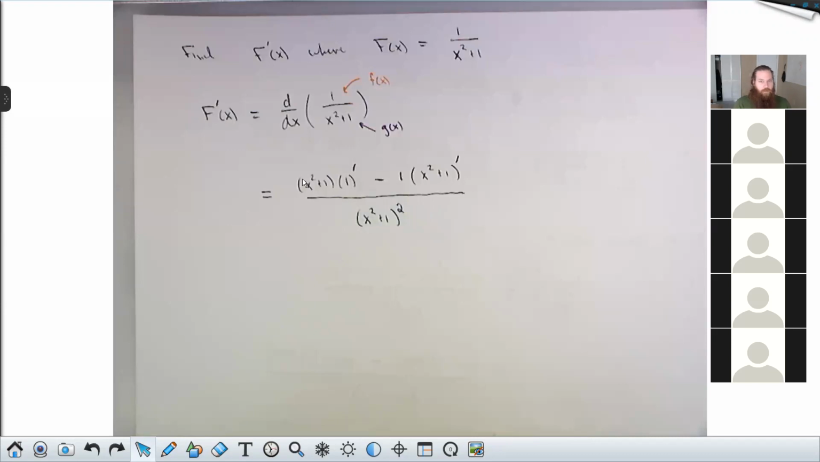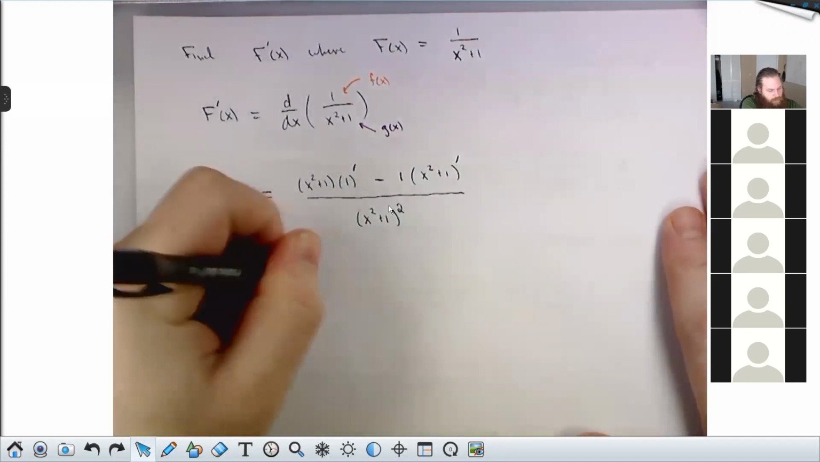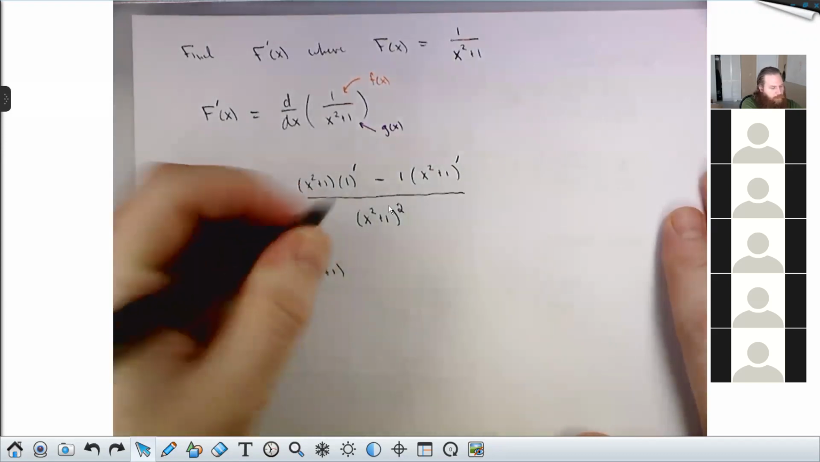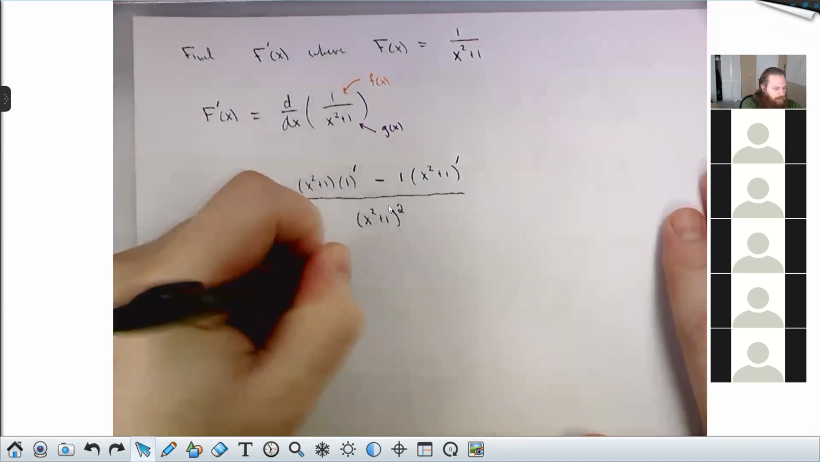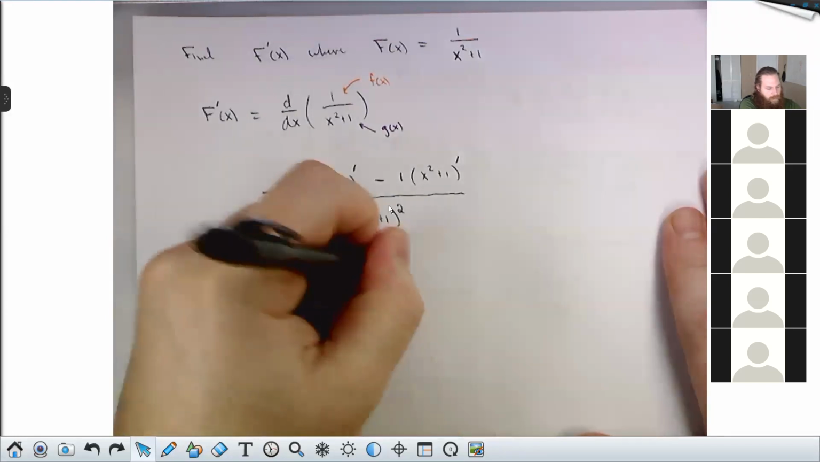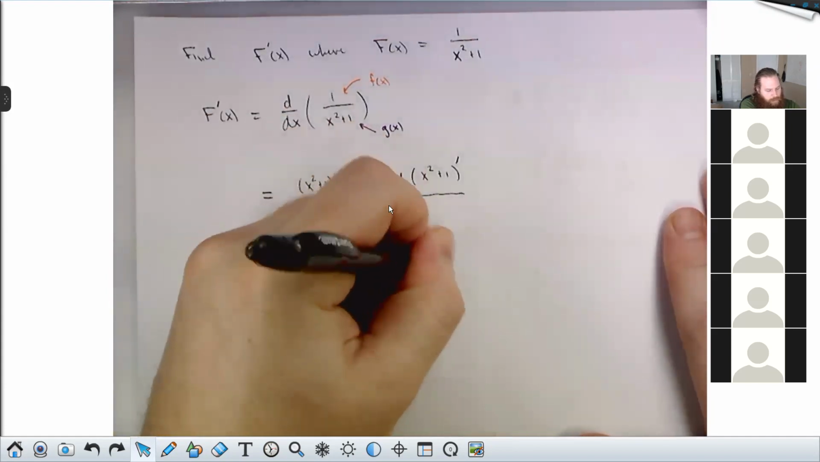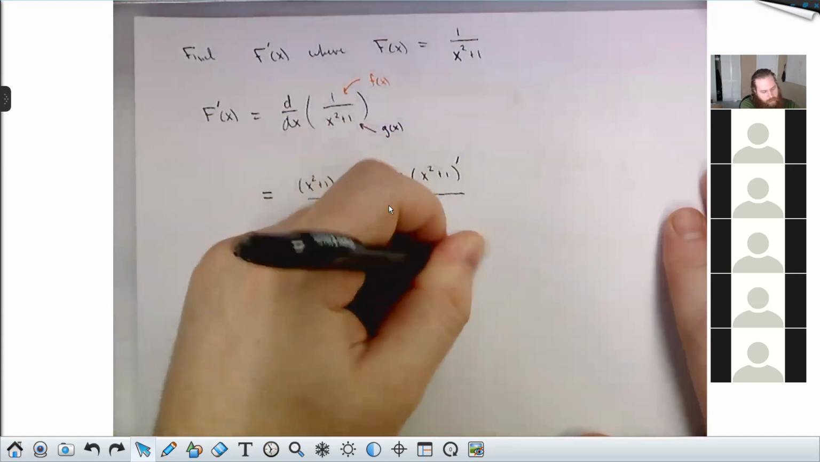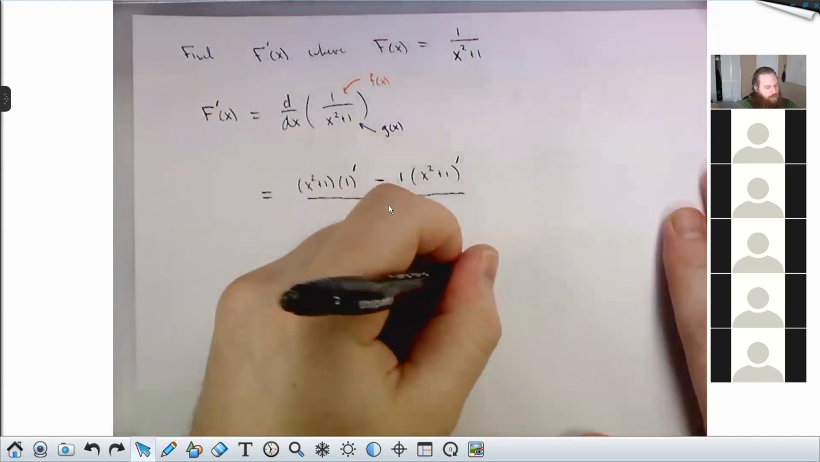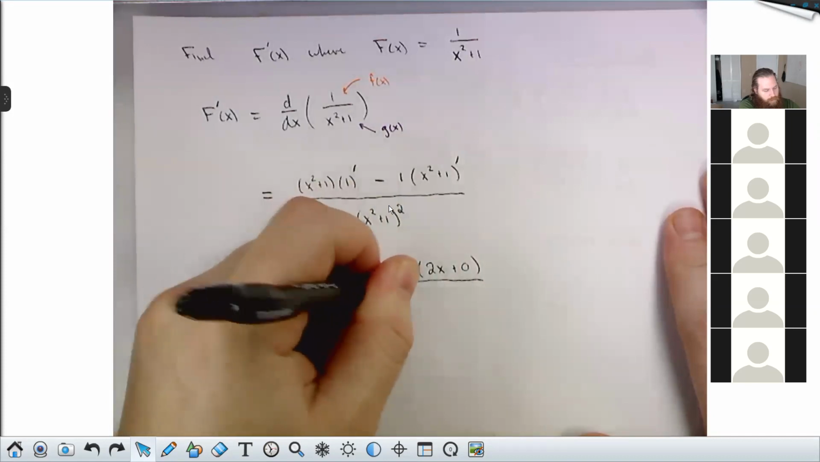So now I have to compute the little primes upstairs. I have to figure out what each of these little derivative pieces are. X squared plus 1 is just x squared plus 1, but 1 primed, the derivative of 1, that's 0. And then we'll have minus 1 times the derivative of x squared plus 1, which is 2x. 2x plus 0. The 1 differentiates to 0. And downstairs, we just have, I'll leave it as x squared plus 1 squared.